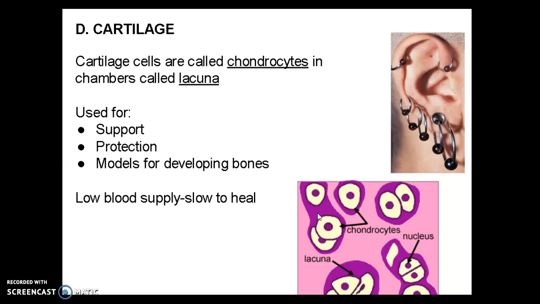Now, one thing that is common among cartilage tissues is that they have low blood supplies, which makes them slow to heal. So if you ever get an ear piercing, you know that the really tough cartilage part at the top of your ear, if you ever get that pierced, takes a very long time to heal, several months, and that is because of the very little blood supply that gets sent to that portion of the ear.